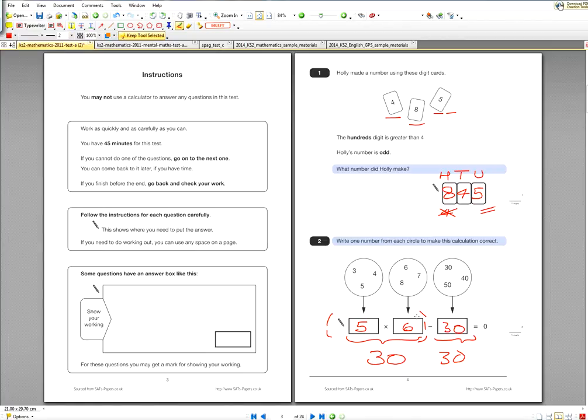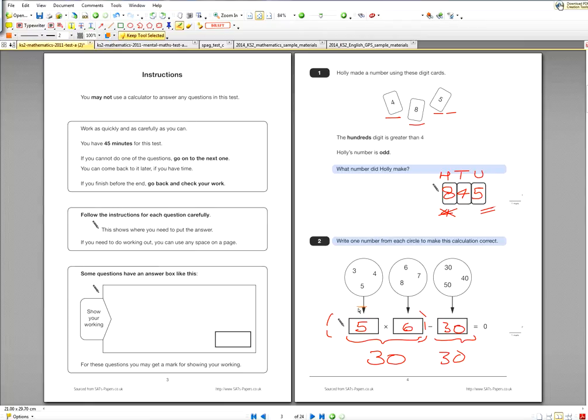Somebody said 4 times 8. Let's choose a different color. So we had 5 times 6. You said 4 times 8. We can't do 4 times 8, because there's no 32 in the third circle. I know, 5 times 8.